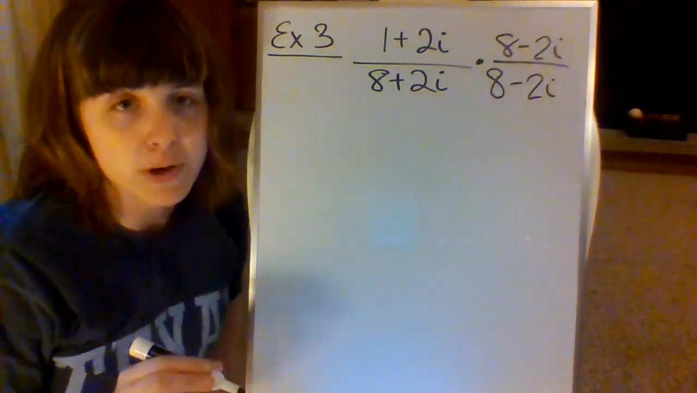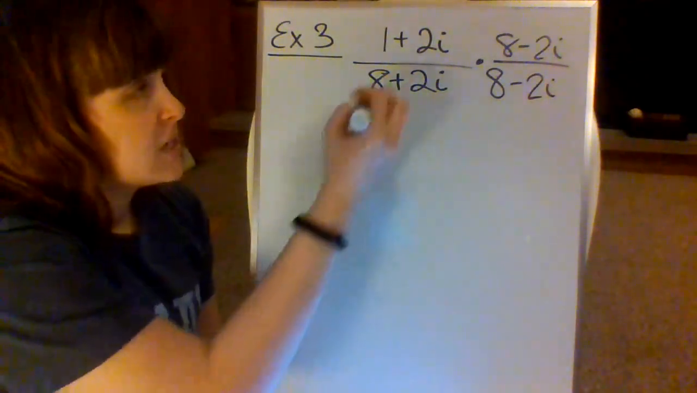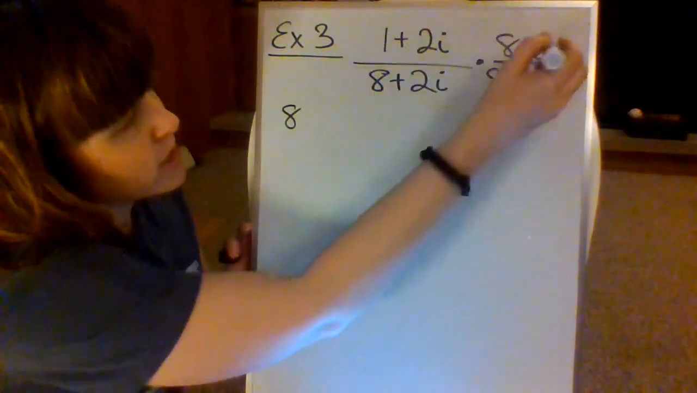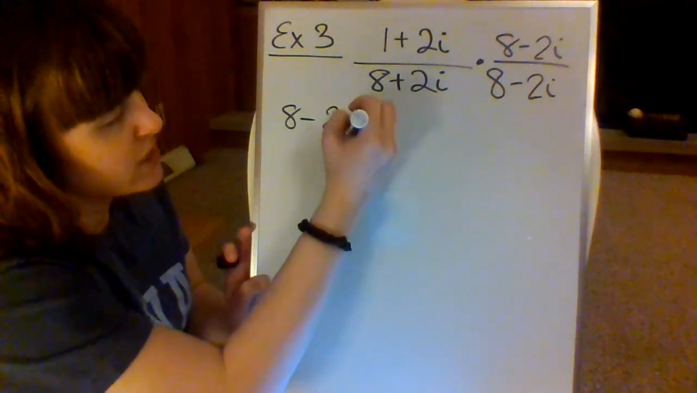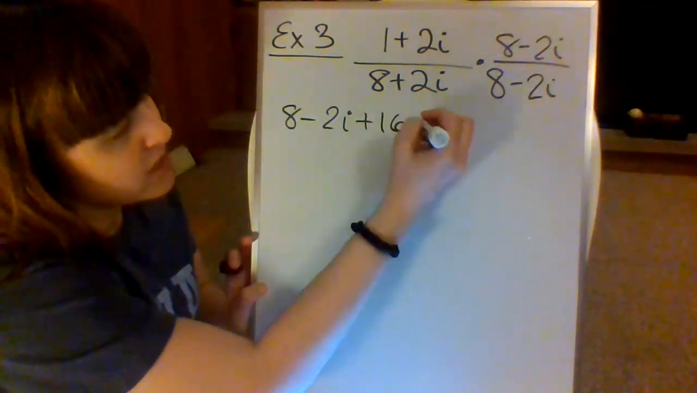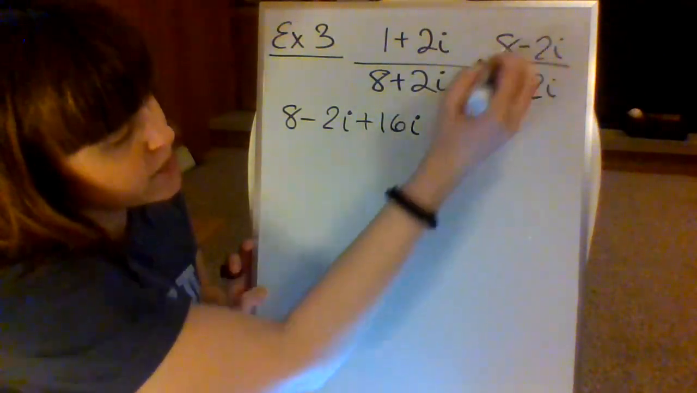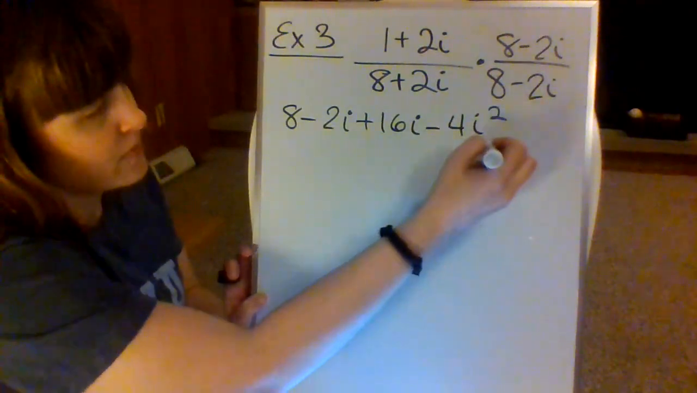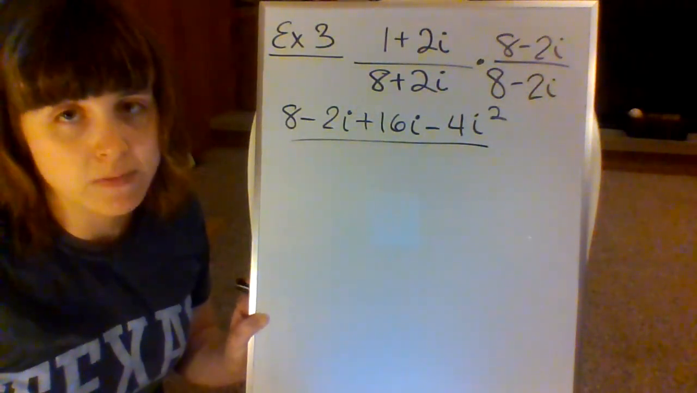So we get to do the FOIL method twice on this problem. 1 times 8 is 8. 1 times negative 2i is negative 2i. 2i times 8 is 16i. And then 2i times negative 2i makes negative 4i squared. Okay, so that's the top part.